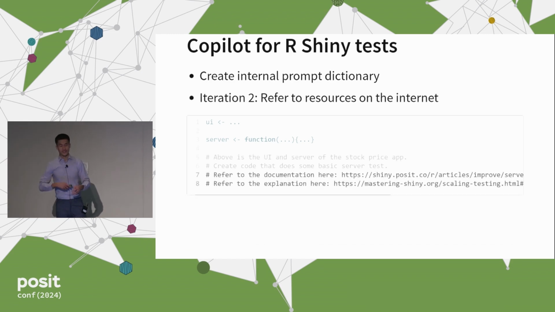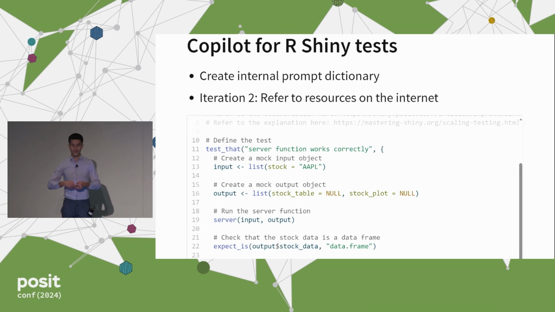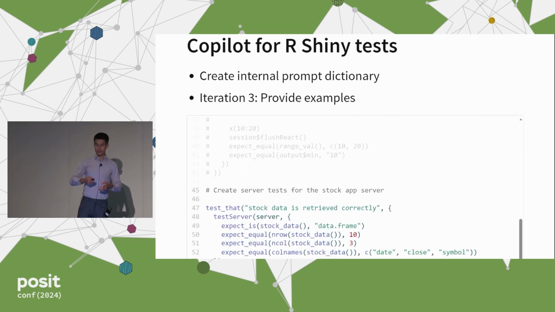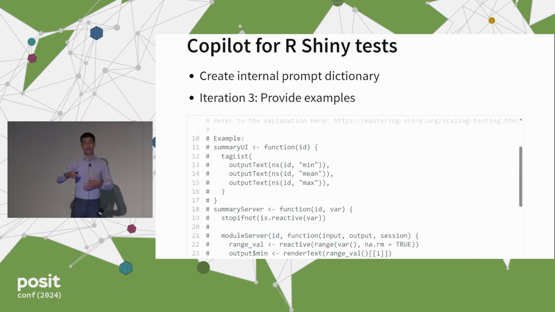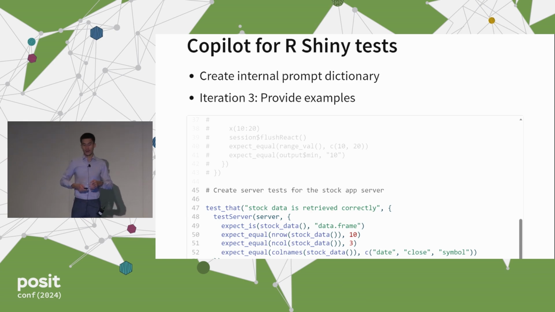And on top of that, the second iteration, I added reference to knowledge on the internet. With this iteration, we can see it used the correct functions, but the expected function is outside the server, so still a small problem there. And then on top of that, the third iteration, I added examples. A very short example, I copy and paste it from the Mastering Shiny book. It's basically a very simple app, the server function and the server test as well. And with this last iteration, finally Copilot is able to use the correct functions, test server, and also the actual tests are correct.